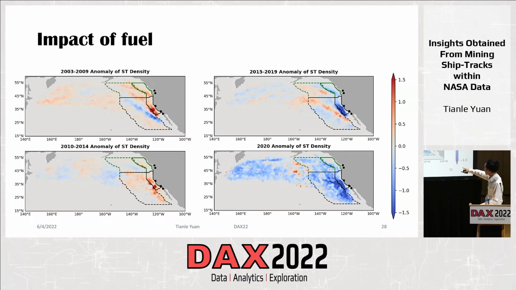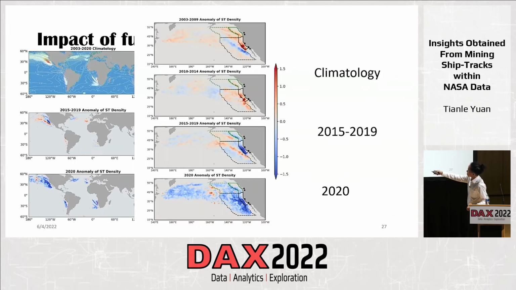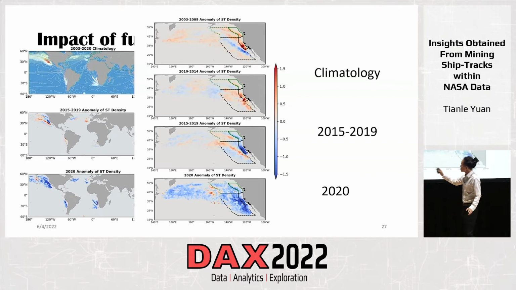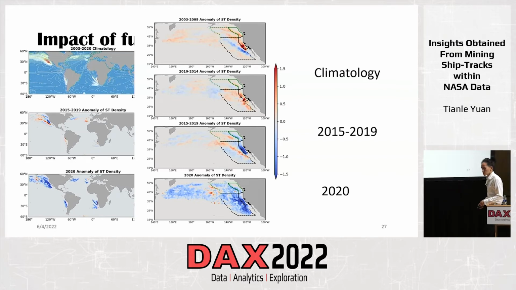And 2020, it's not because of COVID. It's because in 2020 we introduced globally a cleaner fuel standard. That's why, if you look at the global anomaly here, across the globe ship tracks are disappearing. It's not because ships are disappearing, but because they are using cleaner fuels. And cleaner fuels means less pollution. Less pollution means you have less of a chance to produce this kind of ship tracks.